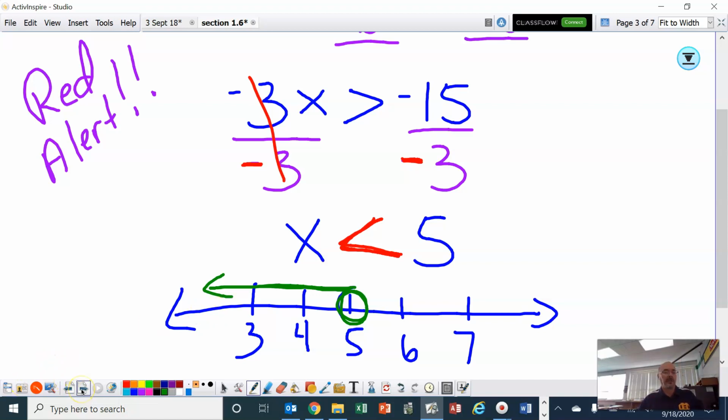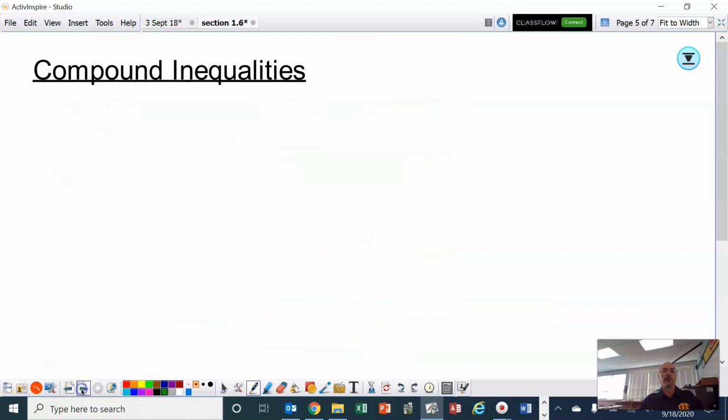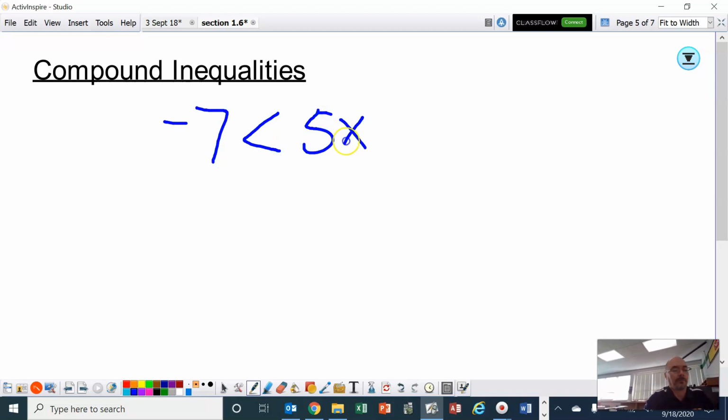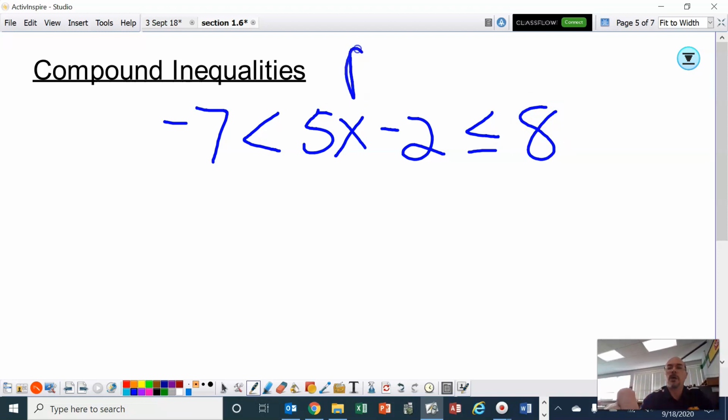All right, 2 more examples, ladies and gentlemen. We are going to look at compound inequalities, and there are 2 types. This is what the first one looks like. You might see something like this. Negative 7 is less than 5x minus 2, which is less than or equal to 8. All right, ladies and gentlemen, this is what we call an AND situation. All right, here we go. So I'm going to split this.